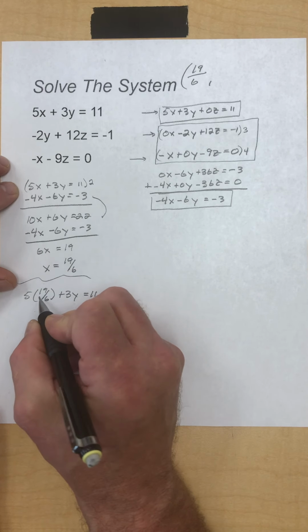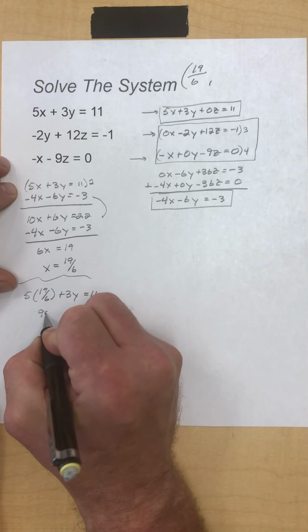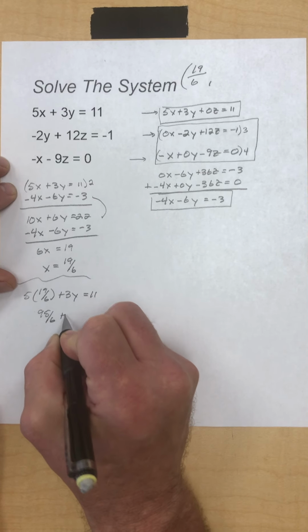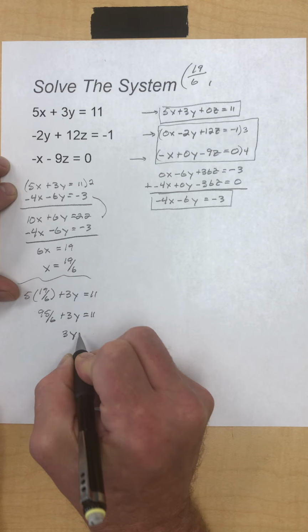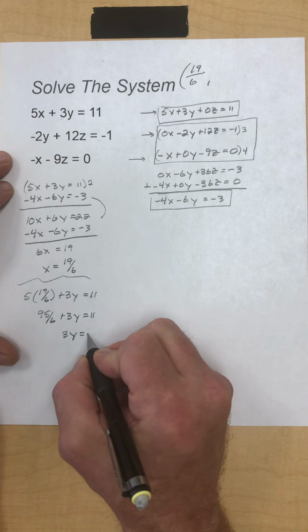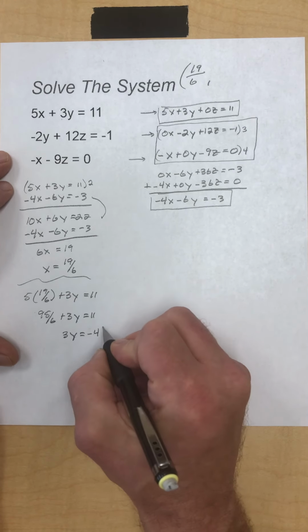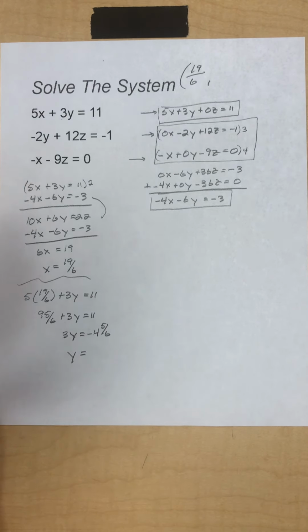Let's see what we've got going on here. This would give me 5 times 19, which is 95 over 6, plus 3y equals 11. So I get 3y equals 11 minus that. So 11 minus 95 sixths, and I'm going to get negative 4 and 5/6. And then divide by 3.